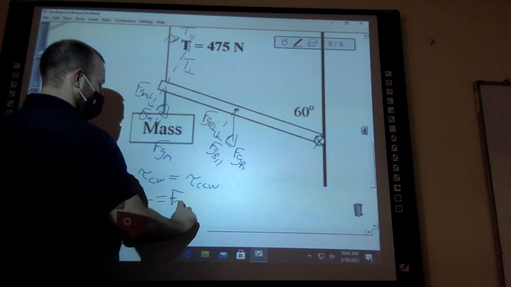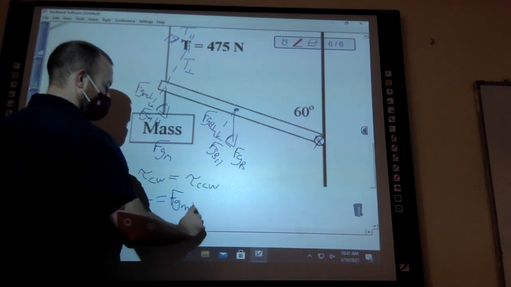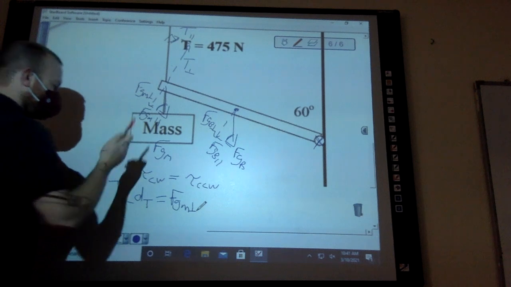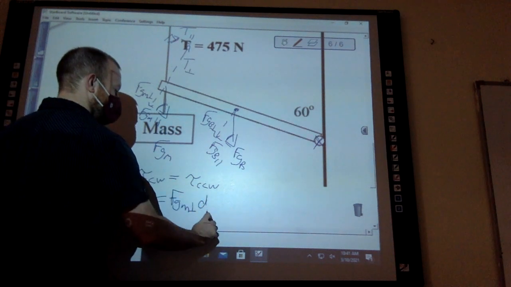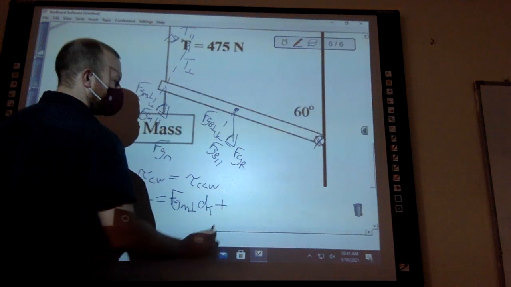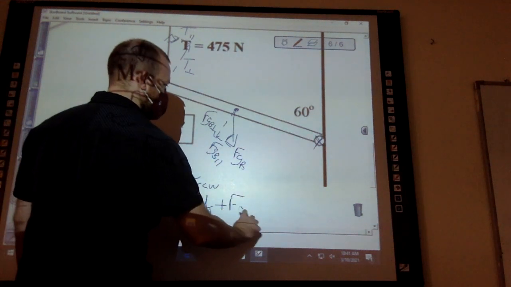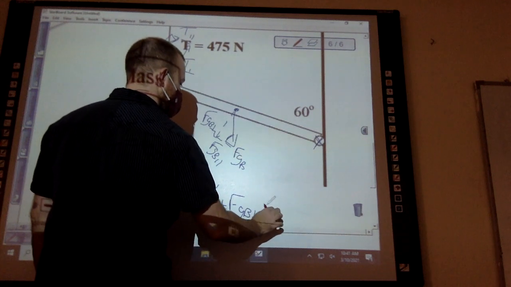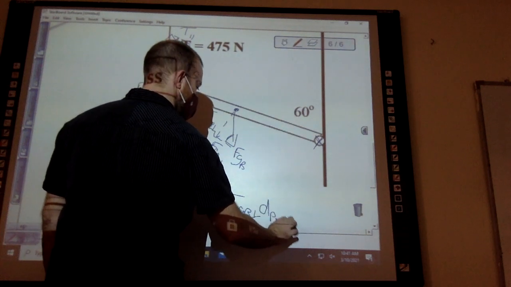So FGM, perpendicular. It's at the end of the beam. I know it doesn't look like it. It should be. So it's the same as D_T plus F_GB perpendicular times D_B.